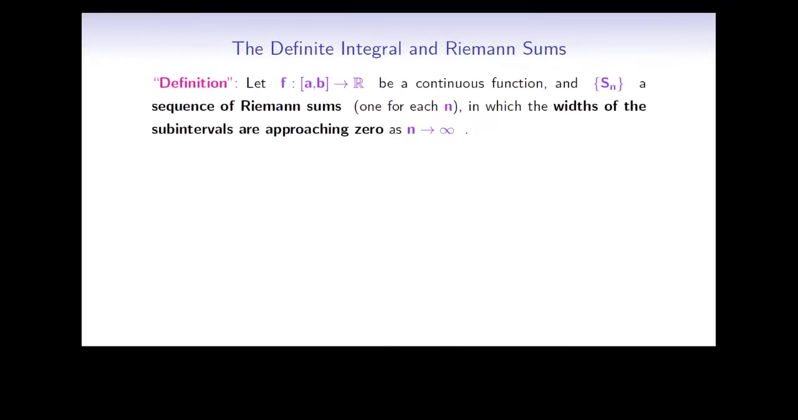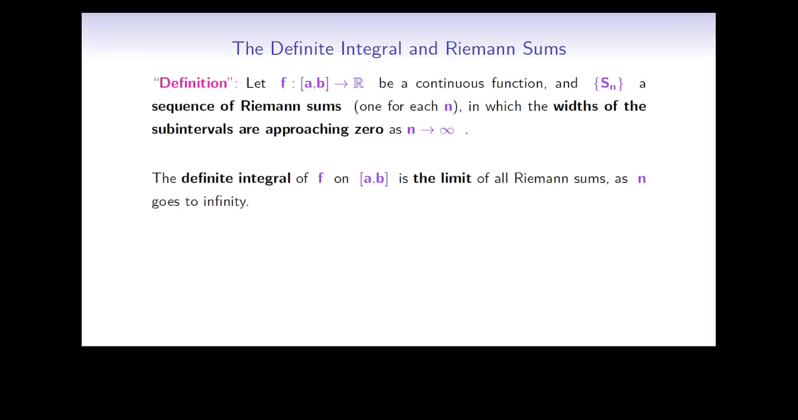Let f from [a, b] to R be a continuous function and Sn a sequence of Riemann sums, one for each n, in which the widths of the subintervals are approaching zero as n goes to infinity. The definite integral of f on [a, b] is the limit of all Riemann sums in that sequence as n goes to infinity. We also have a notation for that limit.